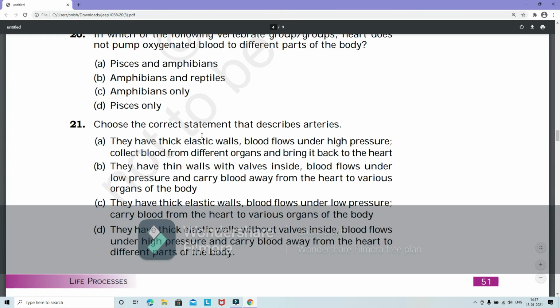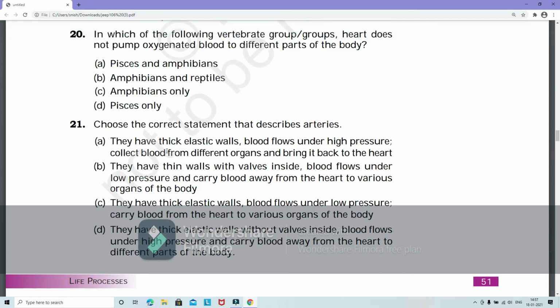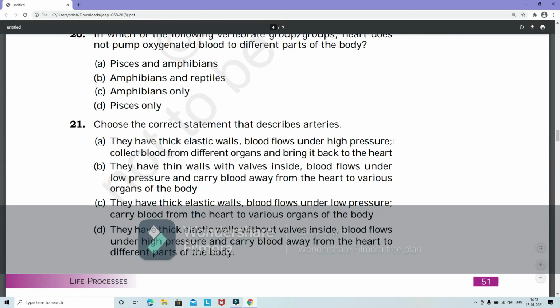Next. Choose the correct statements that describe the arteries. We know the arteries, veins and the capillaries are the different blood vessels. They have thick elastic walls. Blood flows under high pressure, collects blood from different organs and brings it back to the heart. They're saying that they bring it back to the heart. No, right? They are going to pass it from the heart to different parts. So it's correct up to here. They have high pressure and they have thick walls, that is correct. They have thin walls, wrong. And with valves is also wrong.